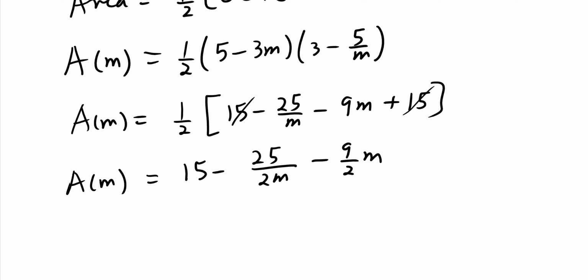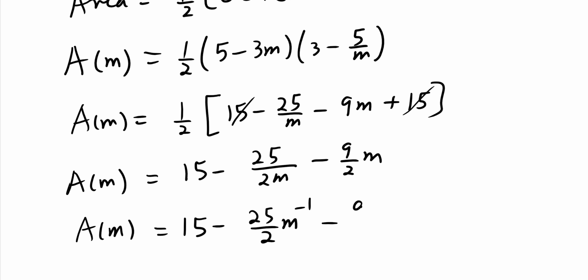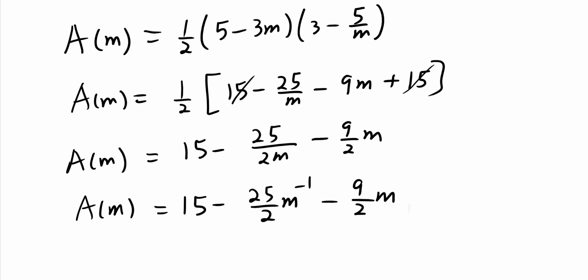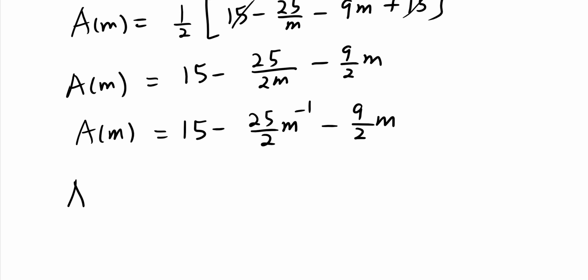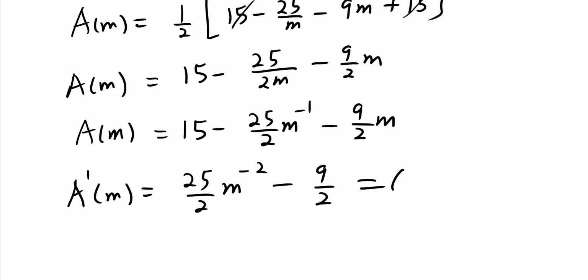And again, before we find the derivative, I would recommend you rewrite the middle term here, 25 over 2, and bring the m up. This way I don't have to use quotient rule. You can just use the power rule. So a prime of m equals, this is 0 minus, so that's 25 over 2, m to the negative 2 minus 9/2. This equals to 0. We said the derivative equals 0.